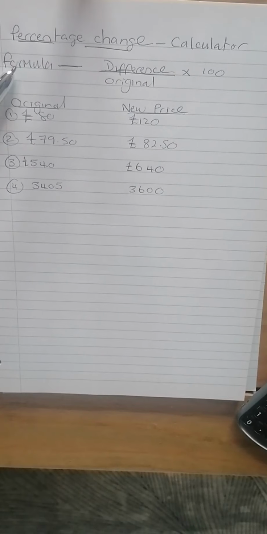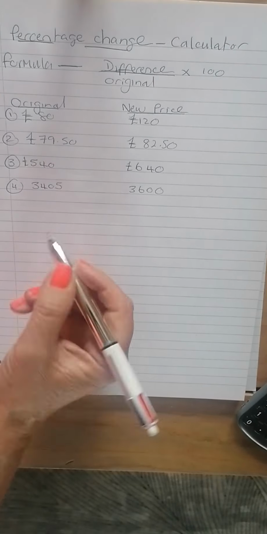So here's the formula. The difference in prices over the original multiplied by 100. That's all you have to do. And the difference just means take one number away from the other. So let's look at number 1.